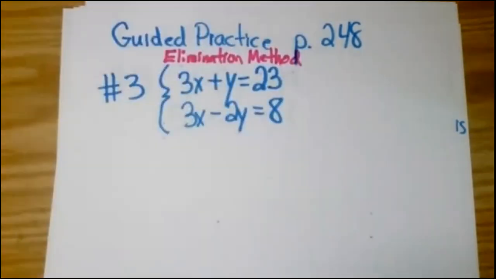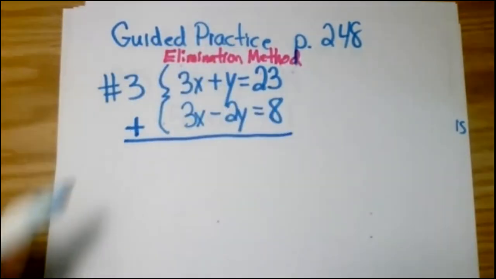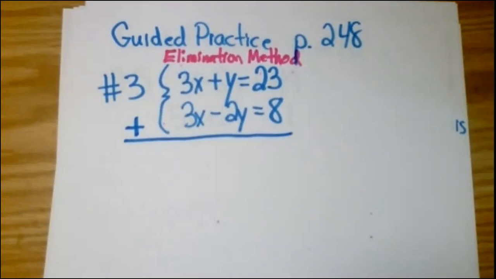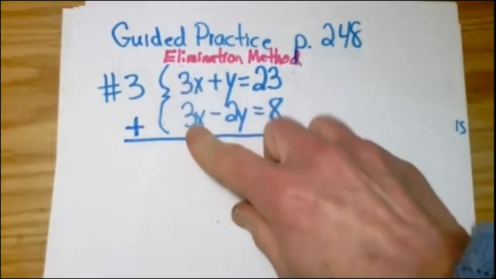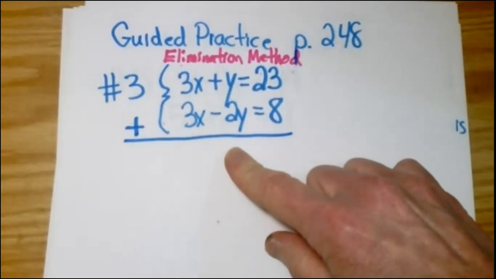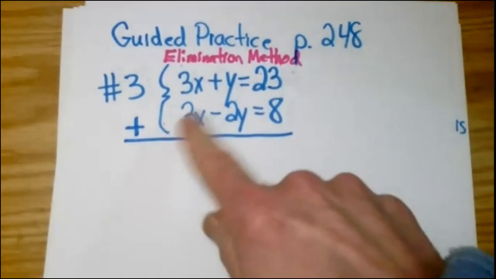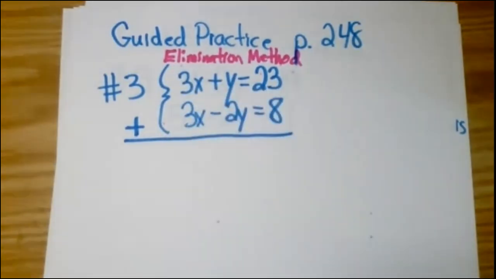Okay, so we're going to draw our line like that. Do you see a problem? Have you figured out where the problem is? If I add these two, I get 6x. If I add these two, I get negative 1y. I have to eliminate, elimination method, one of the variables, correct? So I can't really do it the way it is. So here's what you do when you have this situation.